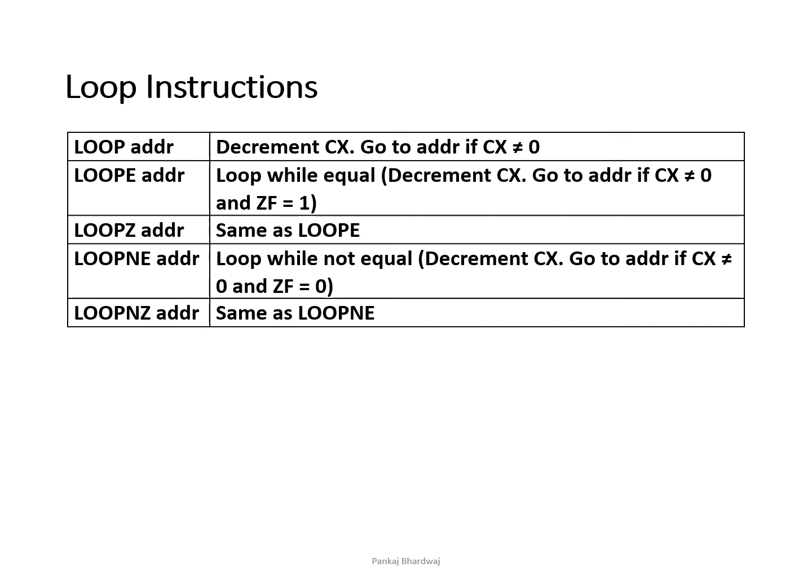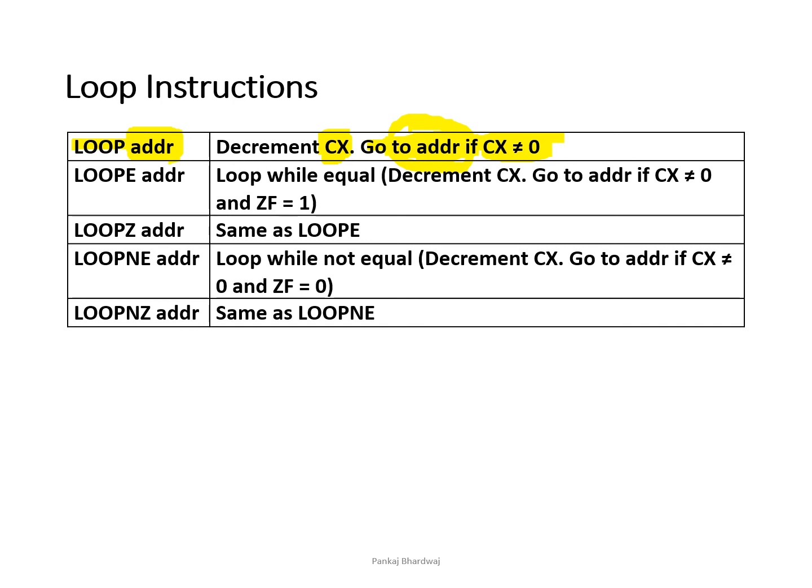So the LOOP unconditionally, that means we have LOOP to address, that means decrement the value of CX, that is the counter, and go to the address if CX is not equal to 0. If CX, that means the content in the counter, is not equal to 0, then it will go to the address. Otherwise, if it is 0, it will fetch the next instruction. Similarly, this is an unconditional loop because we are not checking any condition, and we are moving by only the value of CX.